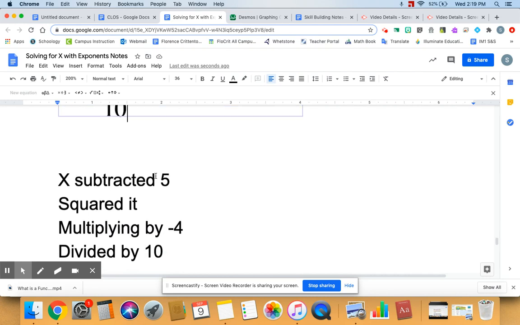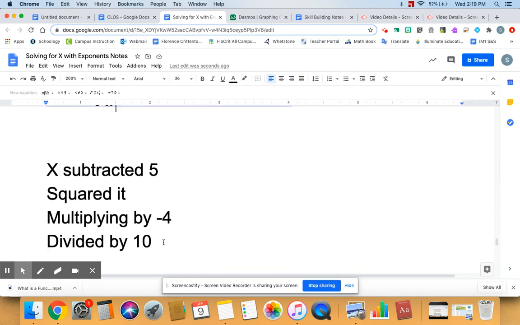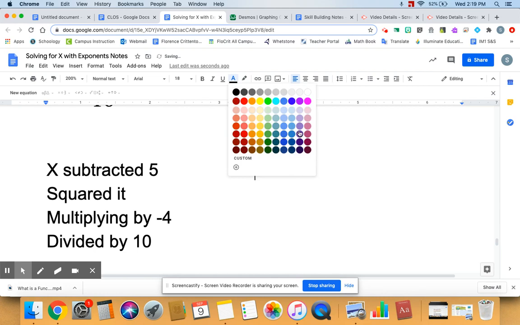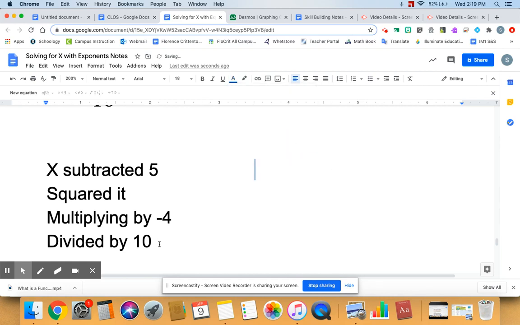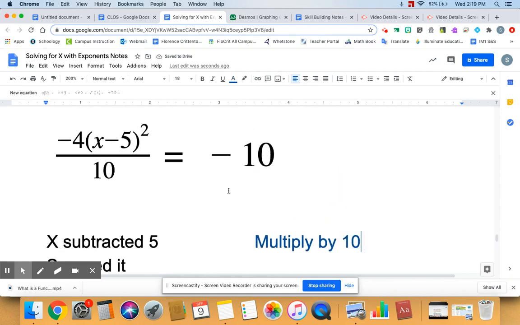So since the last step we do in forward order of operation would have been divided by 10, then it becomes the first thing we do to solve for x to get rid of it. So the inverse of dividing is multiplying. So the first thing we have to do is multiply by that 10 to make it go away.